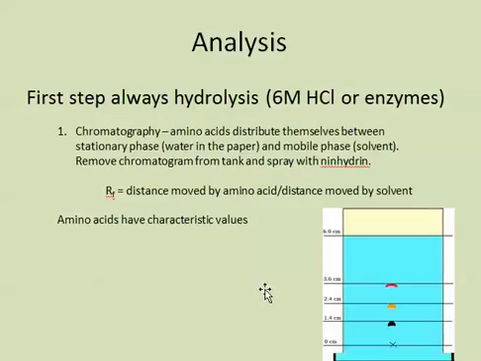So another way of doing it, so I should say that the first step in this process is hydrolyzing your peptide. So if you've got several amino acids joined together and you want to see which amino acids are present, you've got to hydrolyze it. You can hydrolyze it either using enzymes or 6 molar hydrochloric acid.